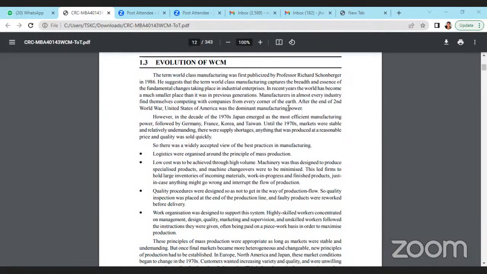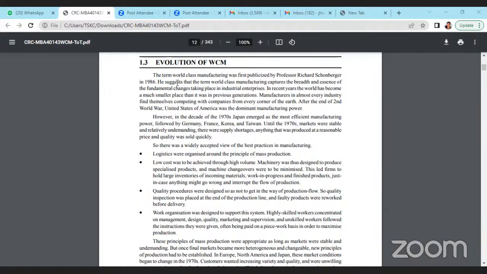The term was first published by Professor Richard Schonberger in 1986, and he says that world-class manufacturing captures the breadth and the essence of fundamental changes that will be taking place in industrial enterprises. According to him, WCM talks about the breadth and essence, meaning the nook and corner of that industrial enterprise, and how the changes taking place are brought about by world-class manufacturing. In recent years, the world has become much smaller than in previous generations.